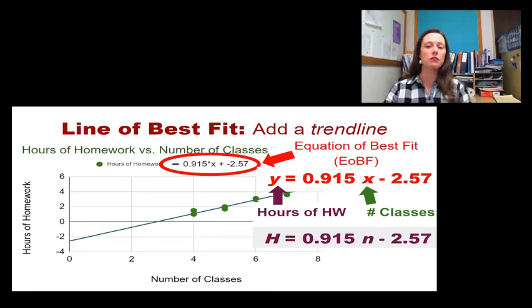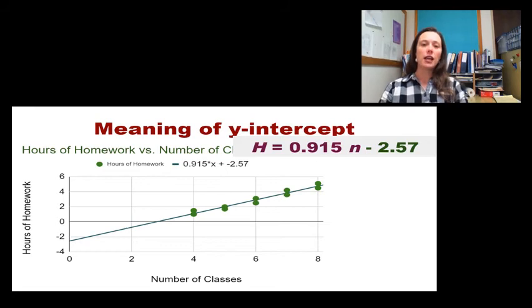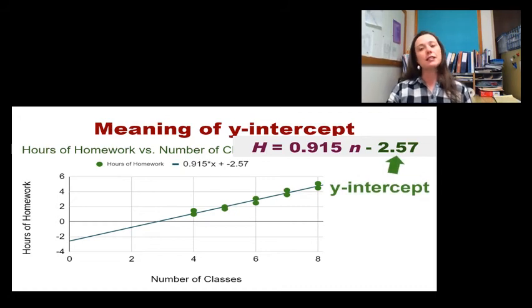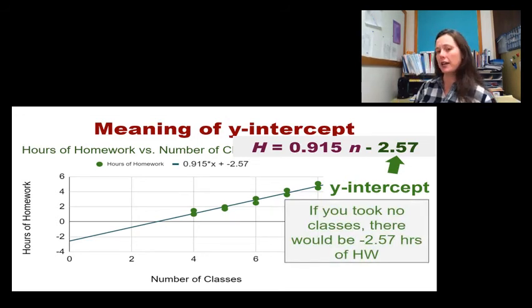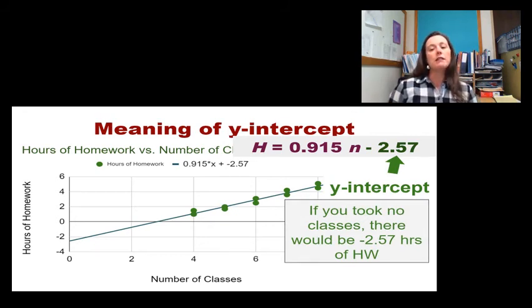Okay, but we're not going to stop there with our line of best fit. We can get a lot of information from these equations. So looking at this equation, H equals 0.915 N minus 2.57, the y-intercept has a specific meaning according to the data. So the negative 2.57 shows us where this line crosses the y-axis. Okay, so way over there on the left side of your graph, we're saying that when your number of classes is 0, your hours of homework is negative 2.57. Okay, so if you wrote the meaning of the y-intercept as a sentence, it would look like this: If you took no classes, there would be negative 2.57 hours of homework. Okay, that's what our y-intercept means.